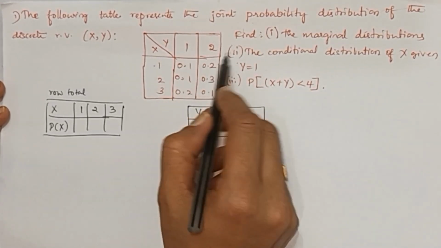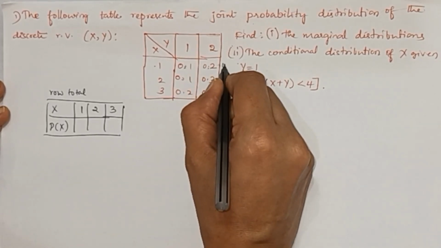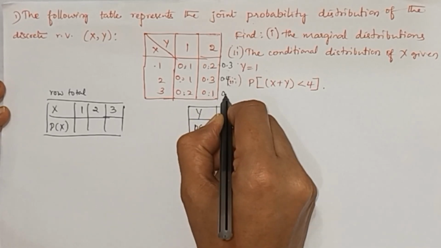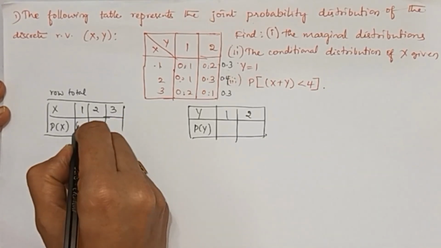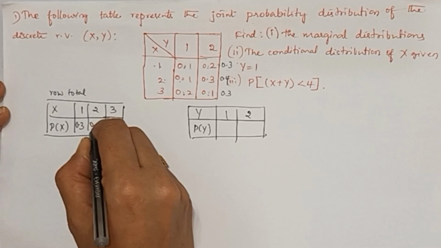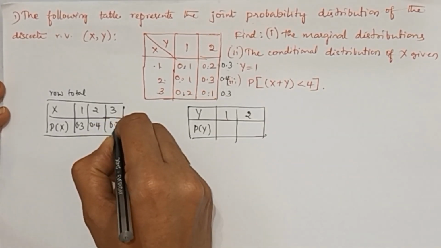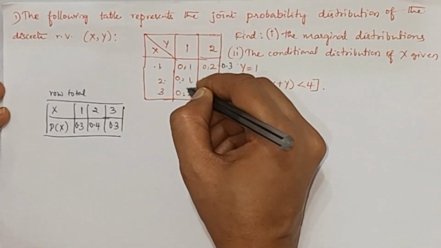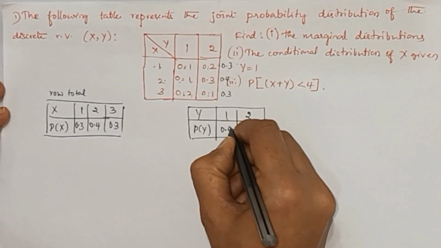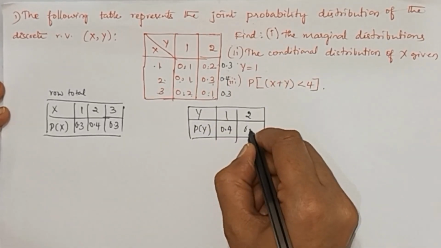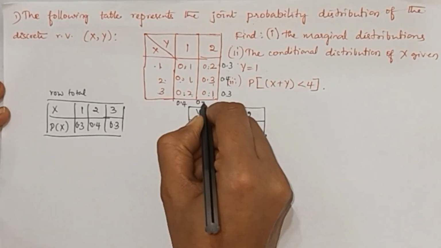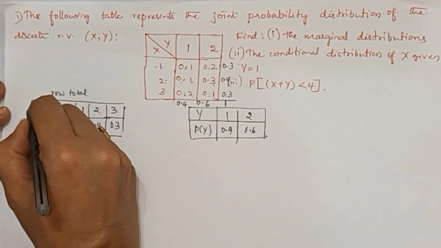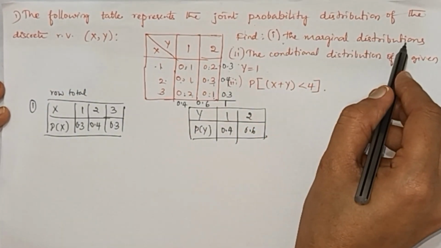So find the row total here. 0.1 plus 0.2 is 0.3, and 0.1 plus 0.3 is 0.4, and this is 0.3. So for x equal to 1, 0.3; for 2, 0.4; then for 3 it is 0.3. Then similarly, you have to find the column total. 0.1 plus 0.1 plus 0.2 is 0.4. Then this is 0.6. So it is 0.4 here, 0.6. So both sums are equal to 1. So this is the answer for the first one, the marginal distribution.